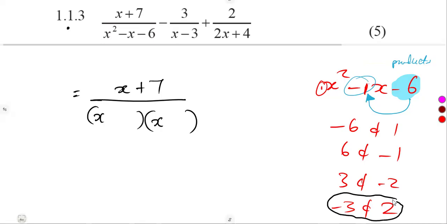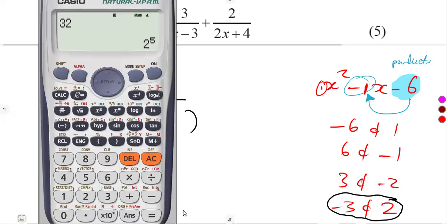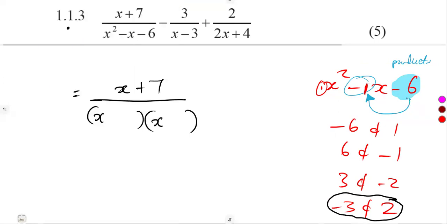If we add these two, you are going to get a negative 1: negative 3 plus a 2, that's a negative 1. But if we multiply negative 3 times a 2, we must get what? A negative 6. That's the concept. So these are the numbers, negative 3 and 2. We are done. All right, so we move on to the other part.